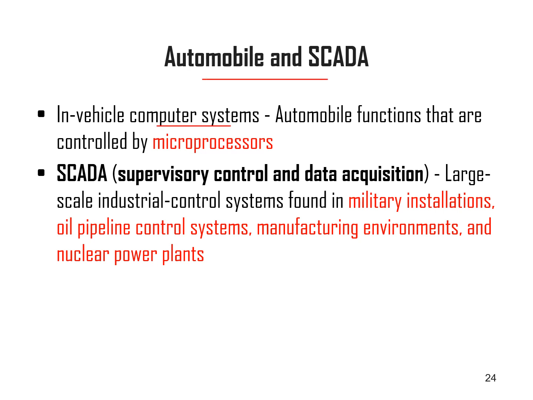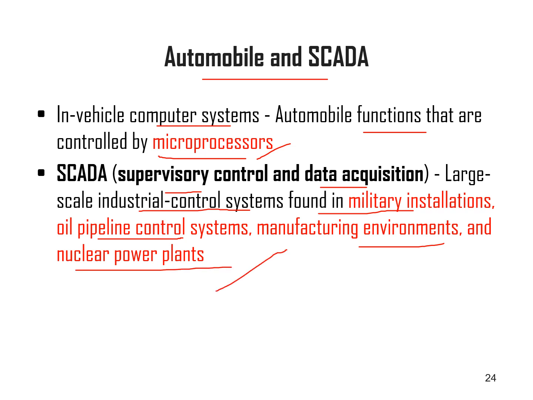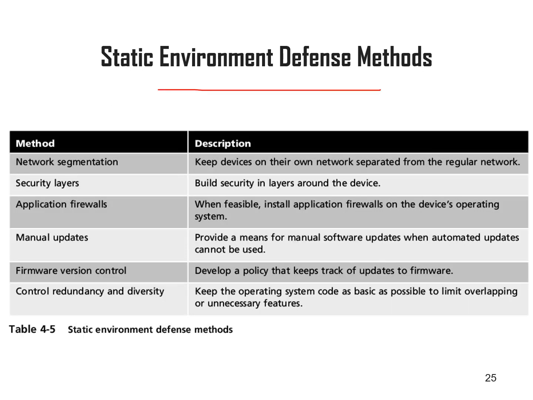In vehicle computer systems, automobile functions are controlled by microprocessors. SCADA is a supervisory control and data acquisition element, large scale industrial control systems found in military installations, oil pipeline control systems, manufacturing environments, and nuclear power plants. It has its own vulnerability that has been exploited periodically. So what are all the static environment defense methods we can give?